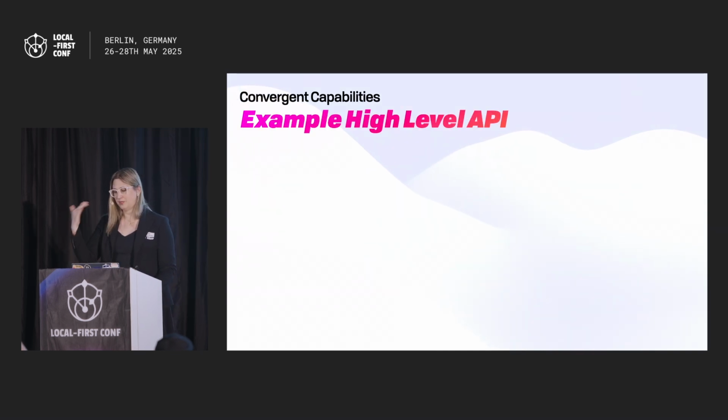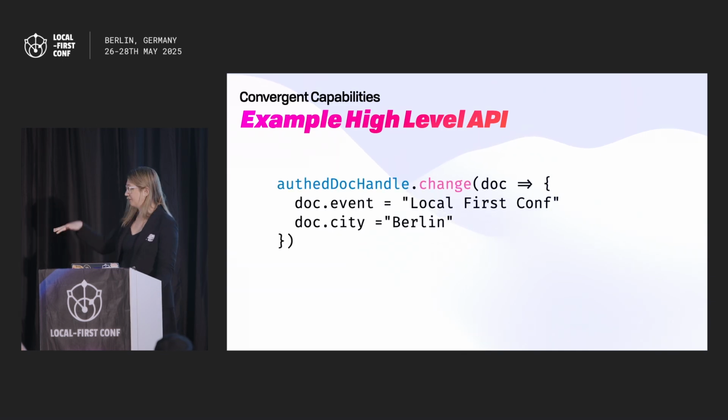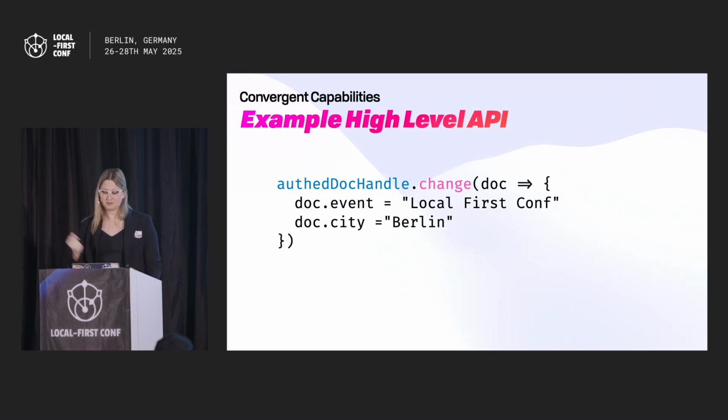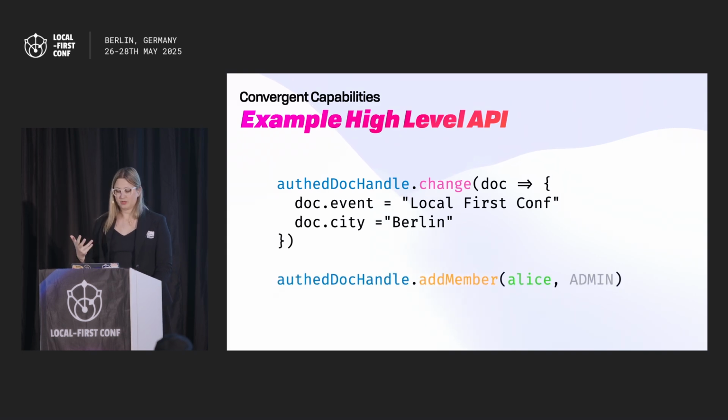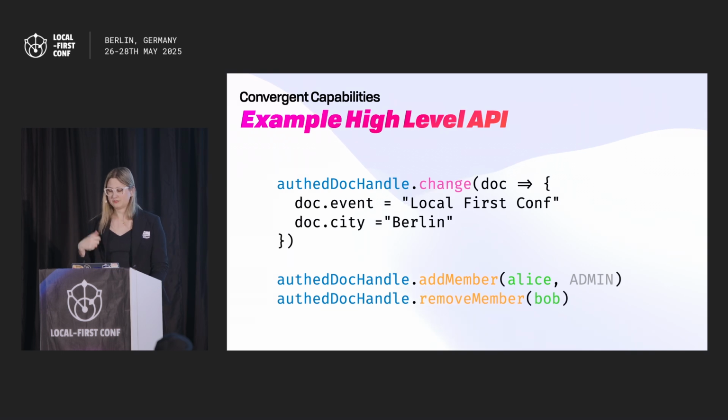As a high-level API, and we also expose lower-level APIs too, but high-level API, this is sort of your standard Automerge style API, where you have a document handle, and then you call change on it, and then you can make some changes. And we add a few more. One is add member, and the role that they have. Another is remove member. And that's it. That's the entire API you need.